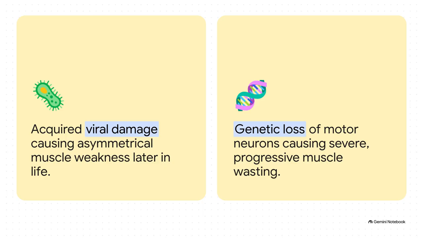Now, contrast that with spinal muscular atrophy, or SMA. Unlike a virus, SMA is a genetic disease, and it causes severe, progressive muscle wasting. With SMA, you'll see extreme low muscle tone early in life. It often leaves a child completely unable to sit unsupported or even lift their chest.